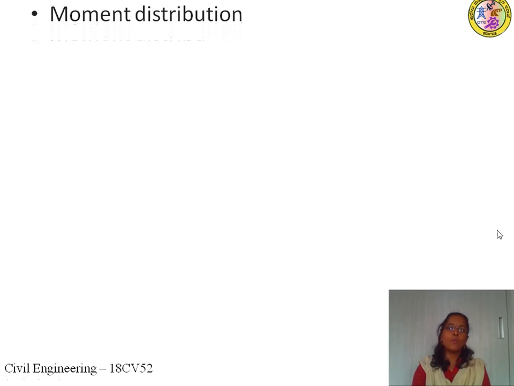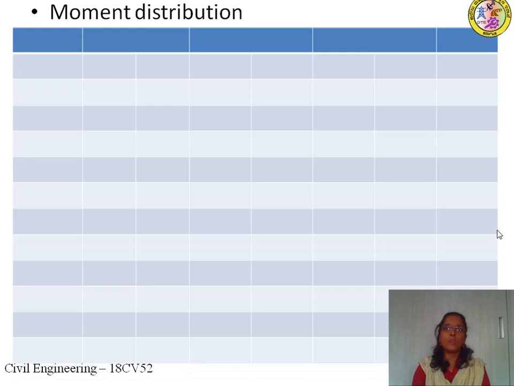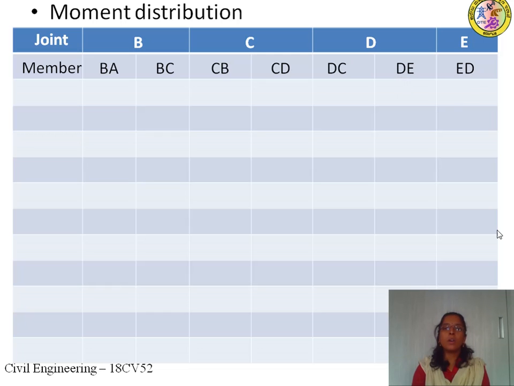Next, we'll distribute the moments. Okay, it is done in the form of a table. The first row is the joint. The different joints are B, C, D and E. The members under each joint are represented in the second row. Under joint B we have members BA and BC, for joint C we have CB and CD, at D we have DC and DE, and at E we have member ED.